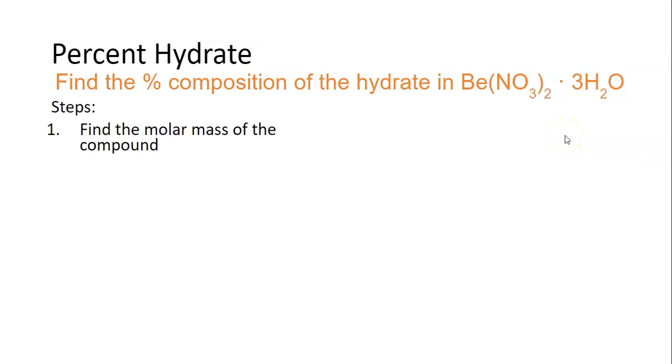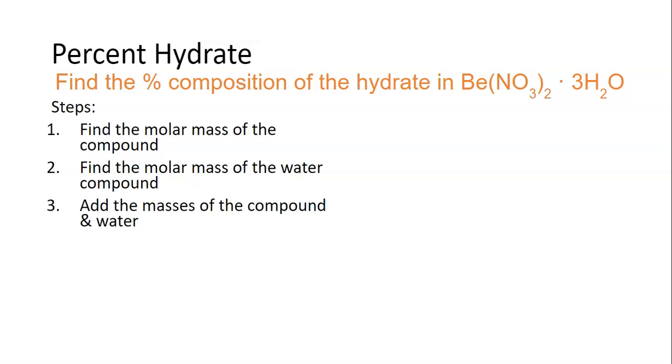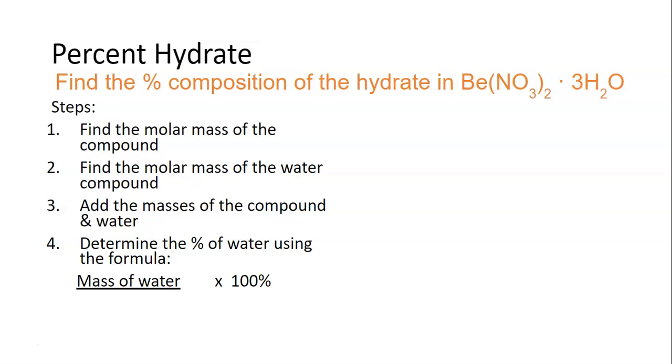Okay, so steps: I need to find the molar mass of my compound, and that includes the water. So we have to include the water in everything. Then we're going to do the molar mass of water, which we have done in the past, and you do it so much you're going to kind of know it. Then we add the mass of the compound and the mass of the water, and determine the percent of the water: the mass of the water divided by the total mass of the compound, multiplied by 100. Just like we did with percent composition, we're just taking it a step further and doing the water this time. So here's my example.